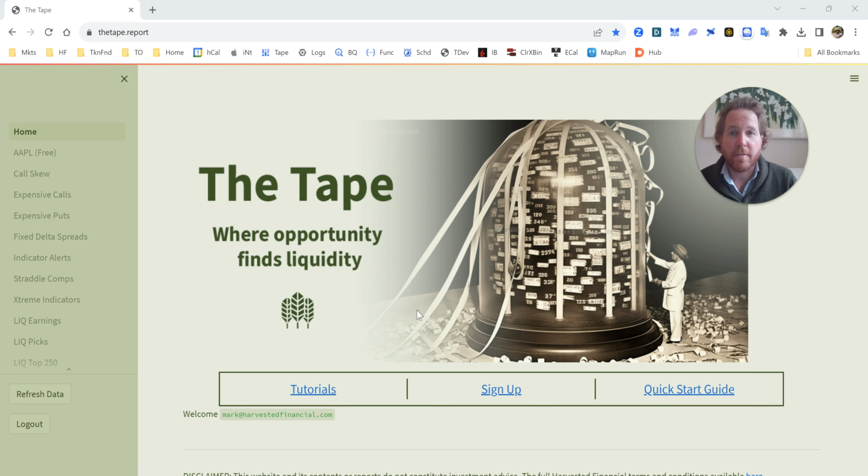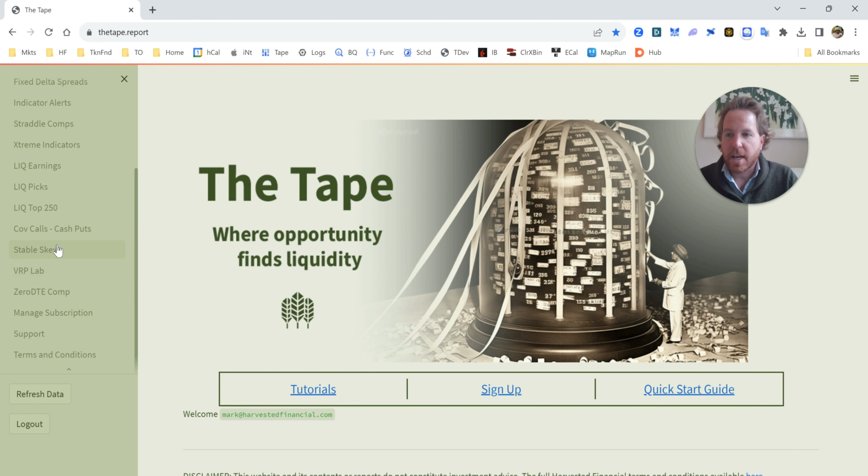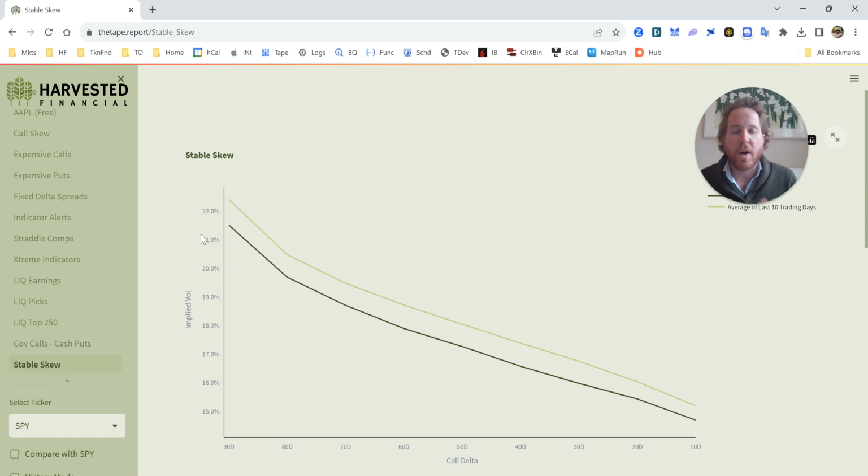But today we're here to talk about, for educational and informational purposes, the StableSkew report. This is actually one of my favorite reports on the tape because it tells so much about what's going on with the options pricing. The skew curve really explains how the surface is moving at different deltas and days to expirations.